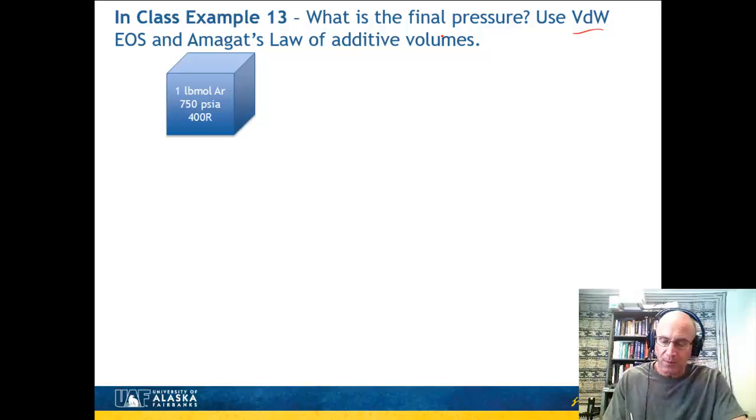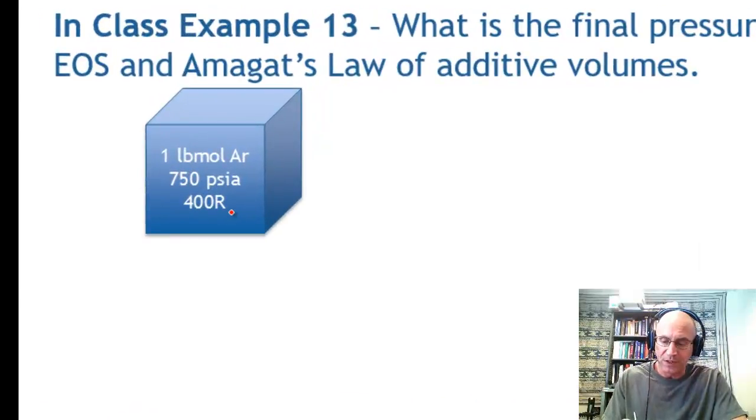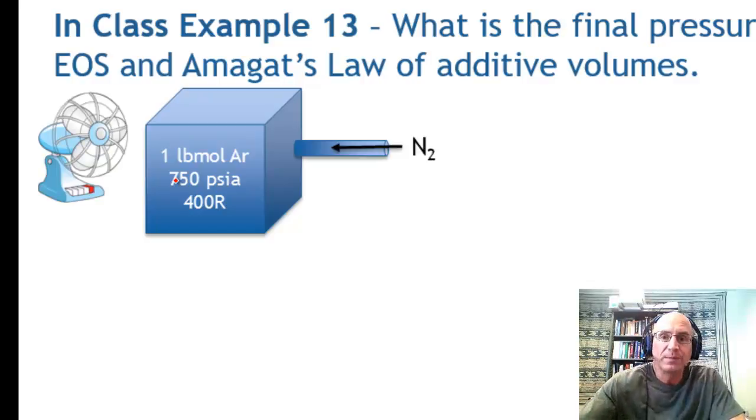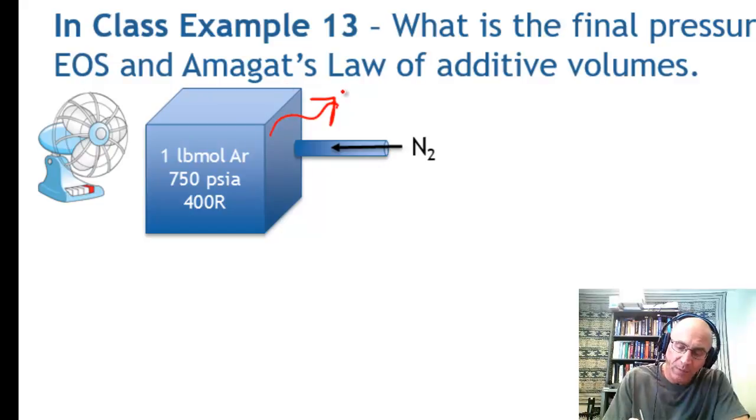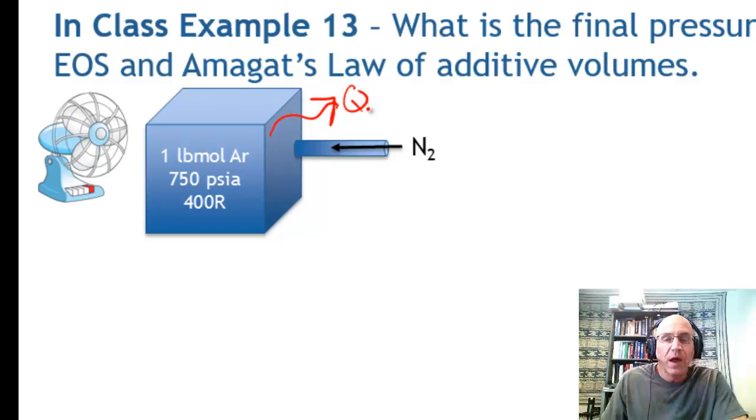So remember the problem that we had. Initially we had this rigid tank with a pound mole of argon, at 750 psia and 400 degrees Rankine. Then we added 3 pound moles of N2, and at the same time the temperature eventually drops. You can imagine there was some fan removing heat, and after some period of time we'd added 3 pound moles of nitrogen to this rigid tank.